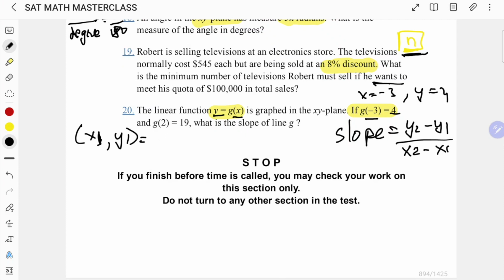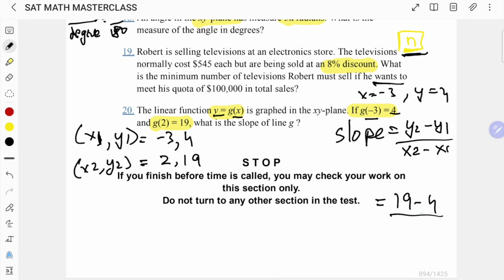Let me write it once again. Equals minus 3 by 4. And in the second part, we get g of 2 equals 19. All right. So x2, y2 equals 2, 19. So the slope would be 19 minus 4 divided by 2 minus 3, which gives us 15 by 5, which gives us 3.